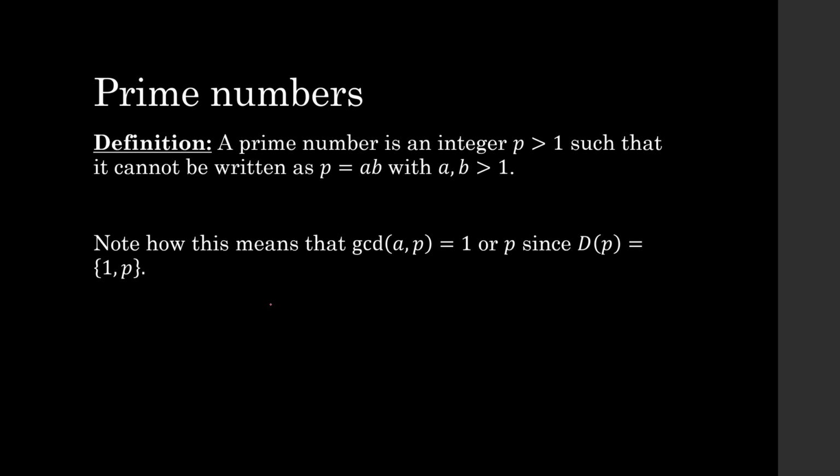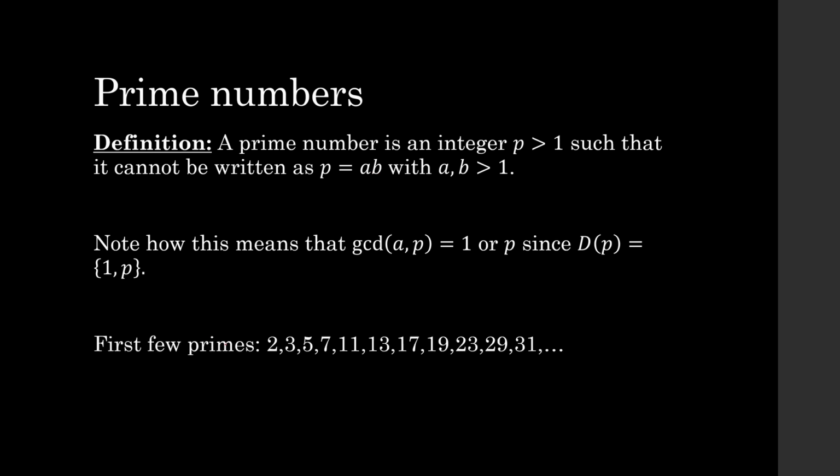And so this actually allows us to partition the natural numbers into either composite numbers, which are numbers that can be written as a times b, or prime numbers, which cannot be written as a times b. And then we have the special case of 1 itself, which in some sense is a composite number because it's the empty product.